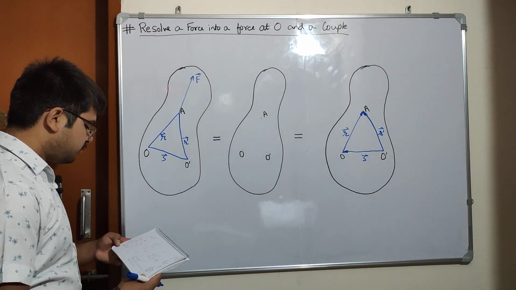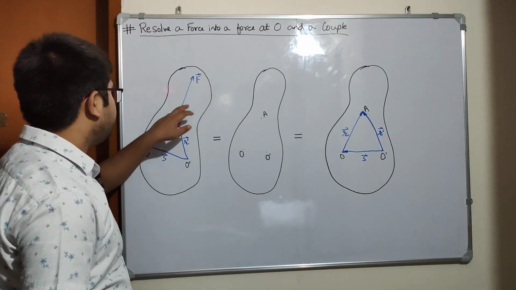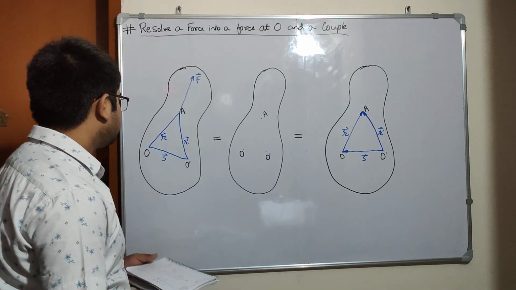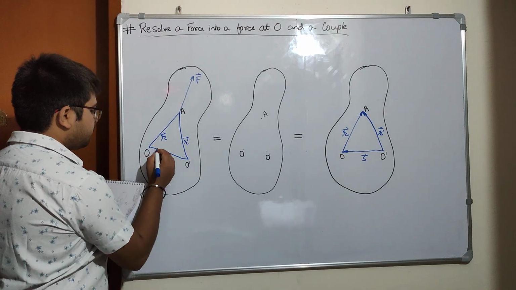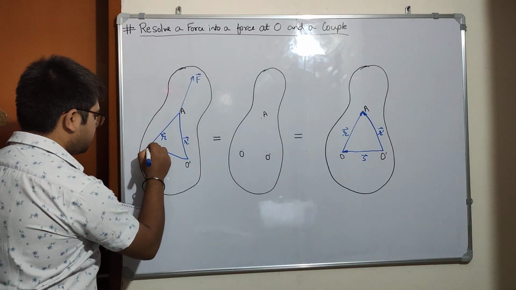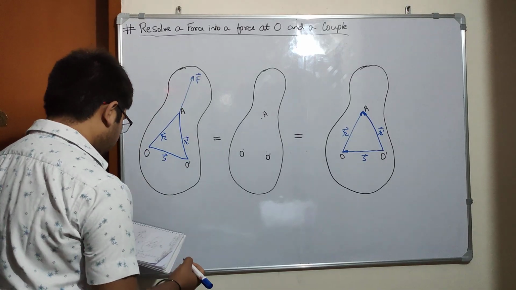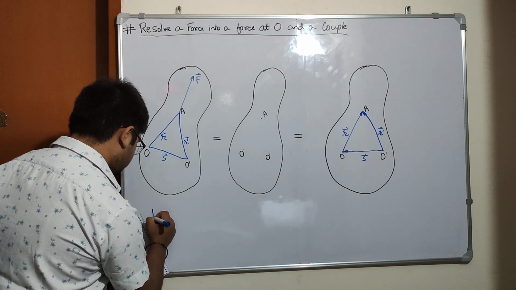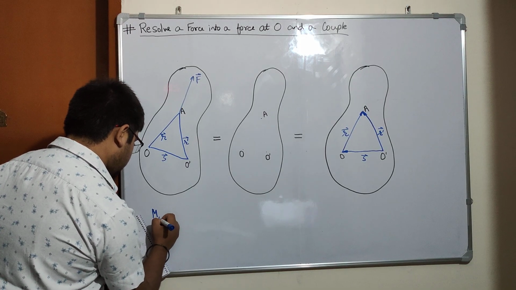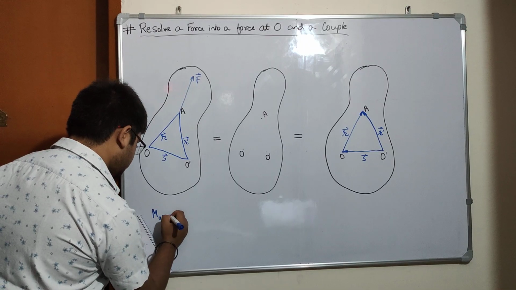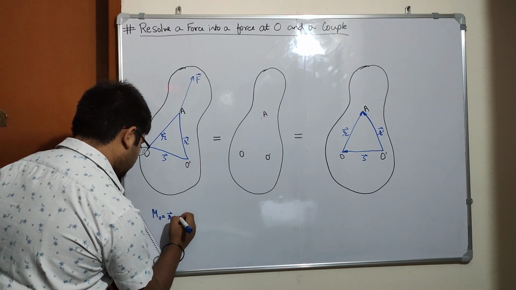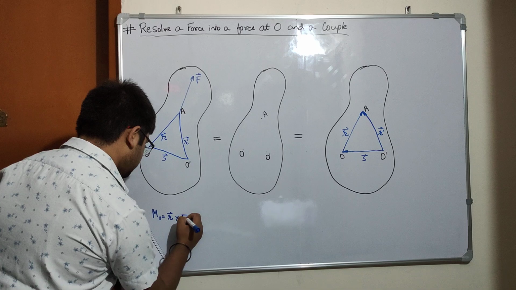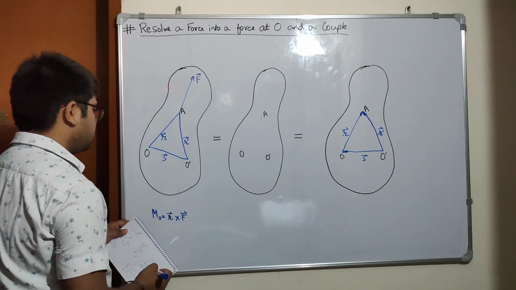Now we have to calculate the moment of F about O. So we have the formula here. MO equals R vector cross F vector.